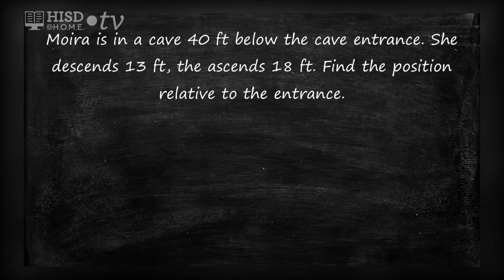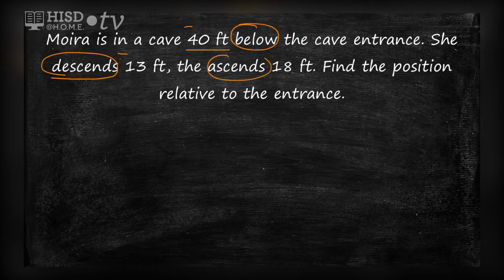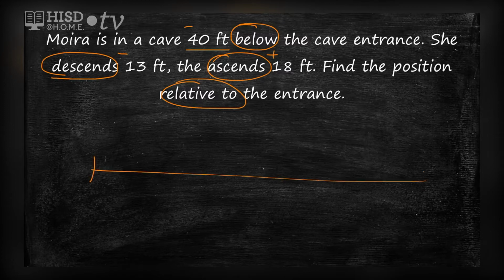The following problem says, Moira is in a cave 40 feet below the cave entrance. This word below is telling me that the 40 is a negative number. And then she keeps descending, so that means that she keeps going down, that's a negative, 13 feet. And then she ascends, this is a word for positive, 18 feet. I'm going to find the position relative to the entrance. So I'm going to be using a number line, and I'm going to start by going with 0.